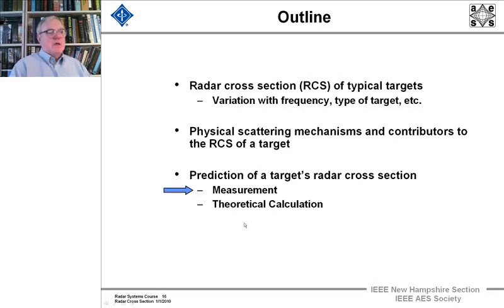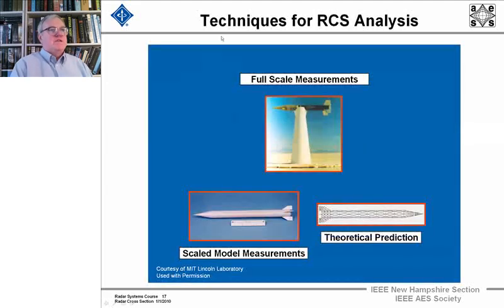Now let's look at the issue of how we predict a target's radar cross-section. First, let's look at measurement. The techniques that we can use to determine our best estimate of the radar cross-section is we can make full-scale measurements. We can see here's a missile, and it's on a large pylon.